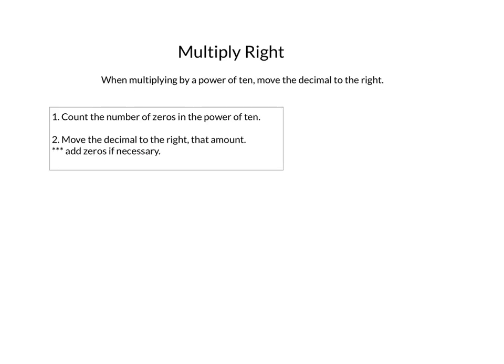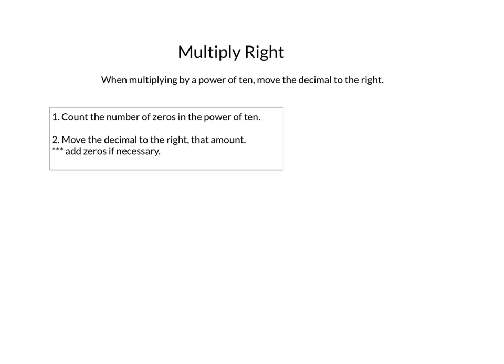So let's start with multiplication. Multiply right. When multiplying by a power of 10, move the decimal point to the right. Number 1, count the number of zeros in the power of 10. Number 2, move the decimal to the right that amount. You may need to add zeros.